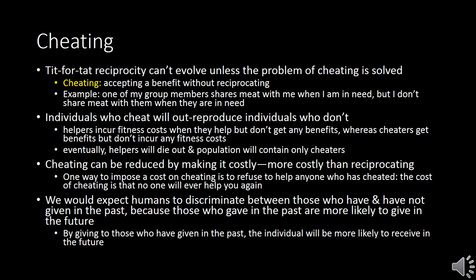One way to solve this problem is to impose a cost on cheating, to make cheating more costly than reciprocating. And one way to impose a cost on cheating is to refuse to help anyone who is known to have cheated. The cost of cheating is that no one in your group will ever help you again. We would therefore expect humans to discriminate between those who have and have not given in the past, because individuals who gave in the past should be more likely to give in the future. By giving to those who have given in the past, the individual will be more likely to receive in the future.